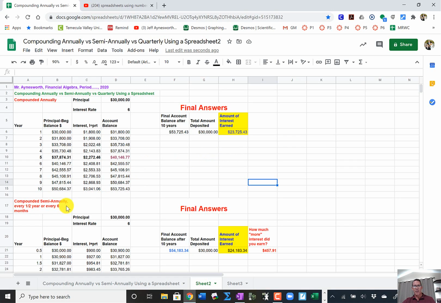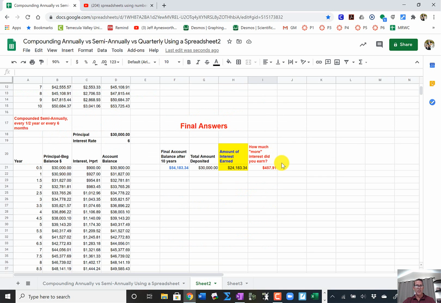Instead of compounding every 6 months or every half a year, you can do it every quarter, which is 4 times a year. And what's better than that is compounding monthly, 12 times a year. And what's better than that is daily. And then what's better than that is continuously. So there are different ways of doing things. So let's do the third method.